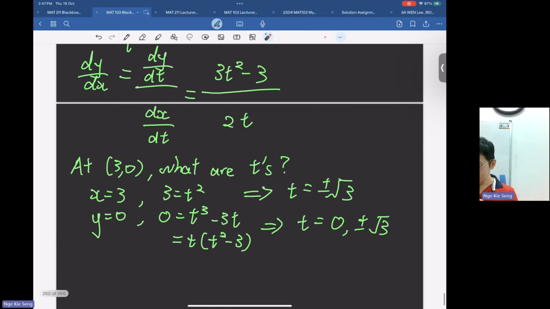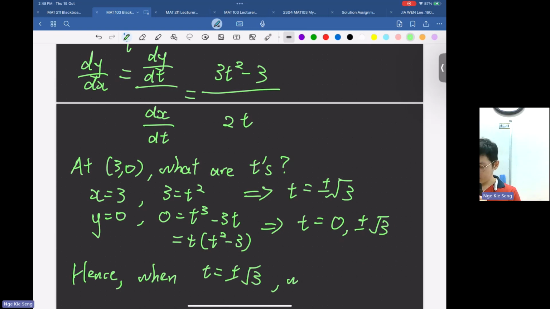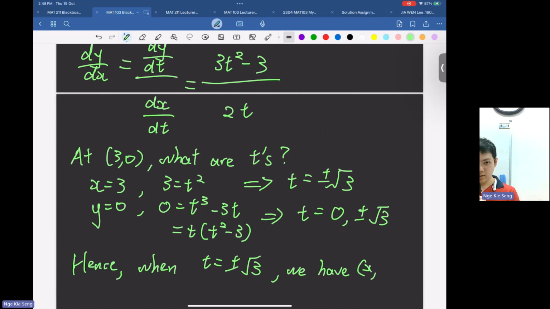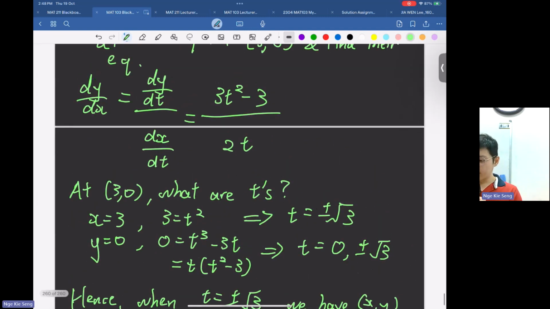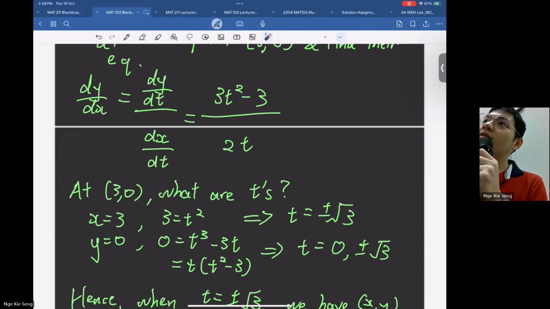Good. So when t equals plus or minus square root 3, we have our point at (3, 0). So we can compute my dy/dx now. You can see that our dy/dx is in terms of t, because on the same point you can come back at different times, and at the different times you come back, you will get different gradient. Correct or not? It's like you come back to my class in a week, but you feel different.